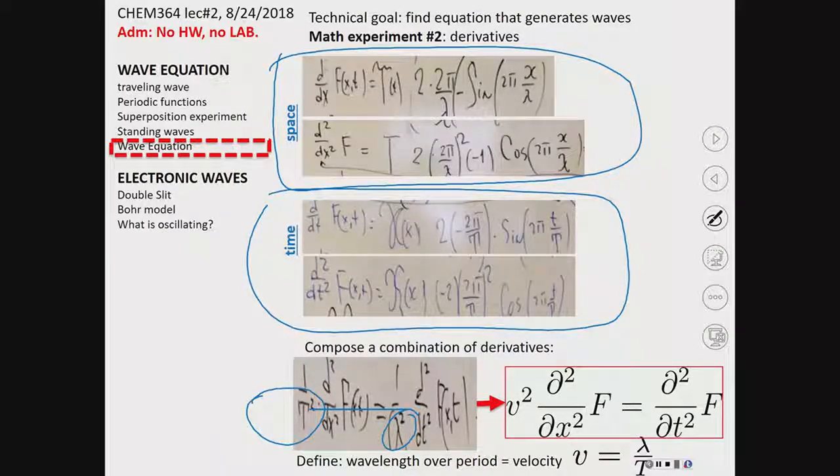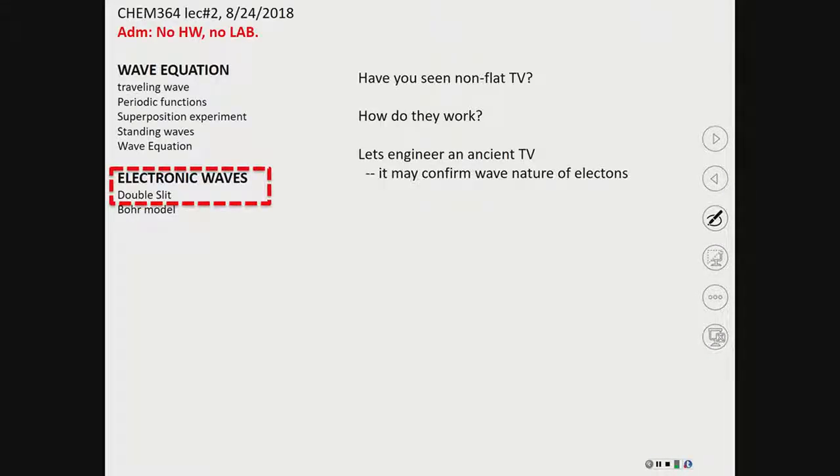24 minutes. We are done with lecture mode. Now we have an experiment to get into. Who can build a TV? Okay, raise hands if you cannot build a TV. Good. We are not engineers, right? There is nothing wrong with it.